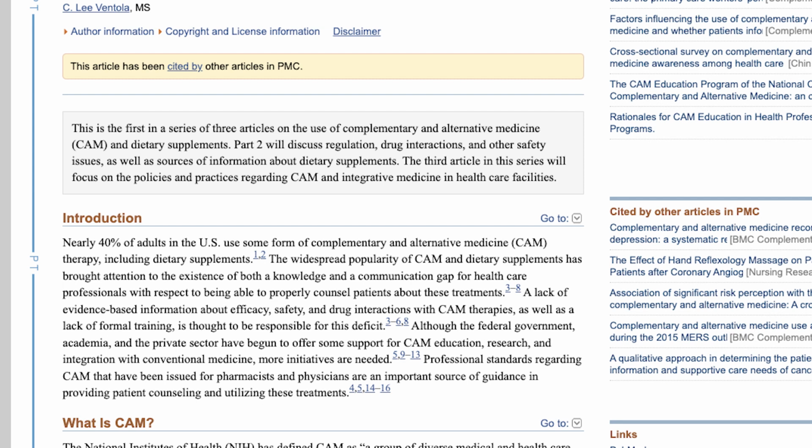A lack of evidence-based information about efficacy, safety, and drug interactions with CAM therapies, as well as a lack of formal training, is thought to be responsible for this deficit. That is a huge problem. So what if you had an app that could easily reference evidence-based information about efficacy, safety, and drug interactions with CAM therapies so that doctors could easily reference those studies? That way, the doctor is prepared to go in and have the conversation about whatever that alternative medicine is, to say, here are some actual peer-reviewed, randomized, statistically significant studies. So the app concept is an alternative medicine reference app for doctors and other medical professionals.